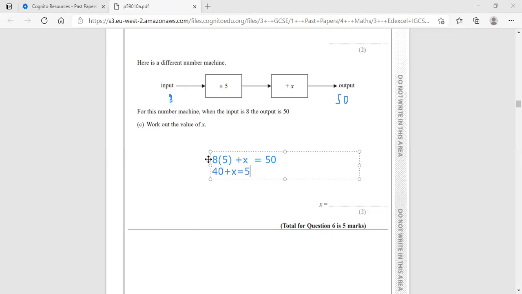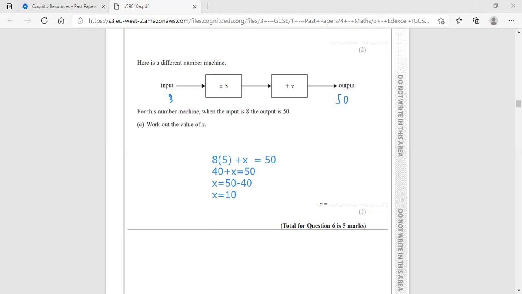And now to solve this equation, we need to get x by itself. So how do we remove plus 40 from the left-hand side and move it to the right-hand side? What we need to do is take away 40 from both sides. We're going to have 50 take away 40. That'll give us x equals 10. And that is the final answer.